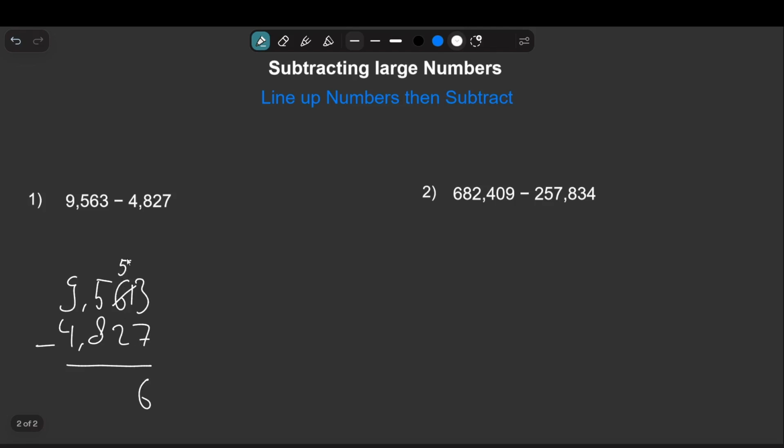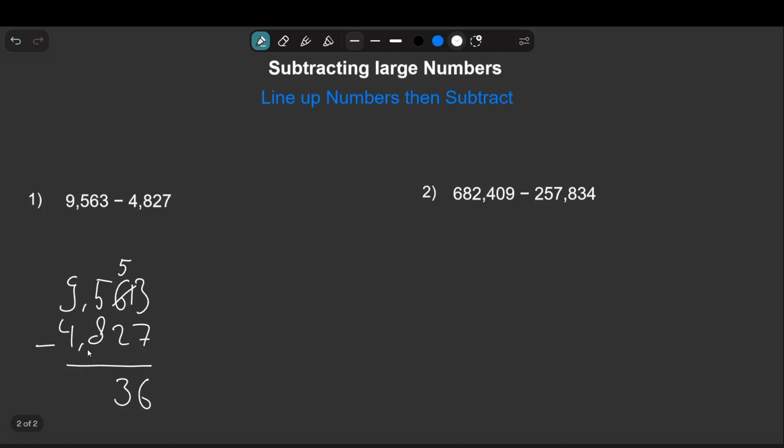Now we have 5 because we had borrowed a 1 from the 6 and it became a 5. We have 5 minus 2. This we can do. We just write a 3. Now again, we have a 5 minus 8. Again, we can't do this because it will go into the negatives.